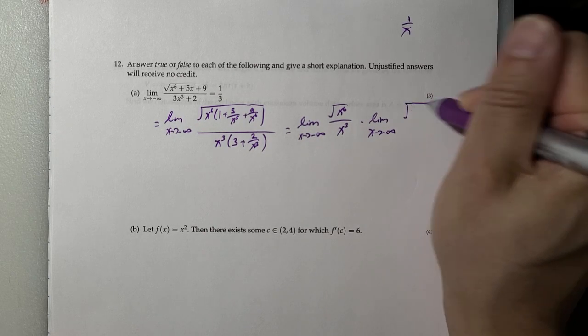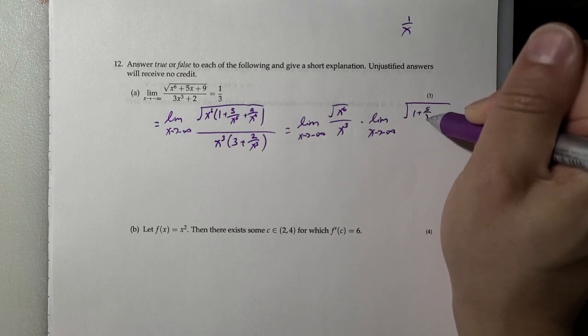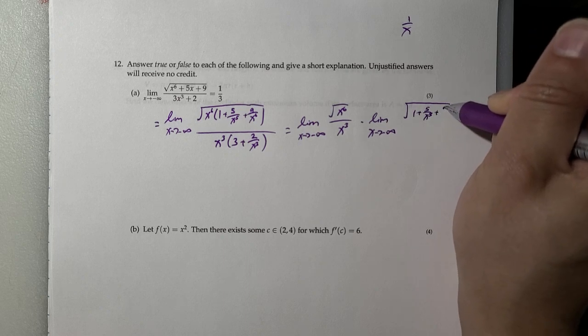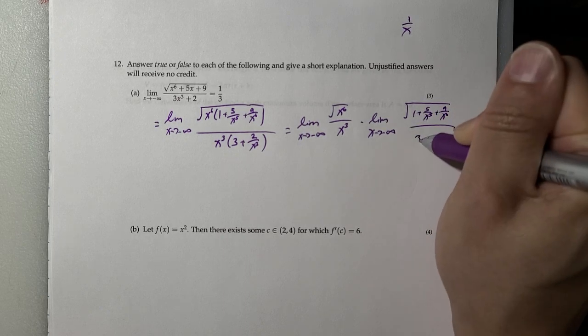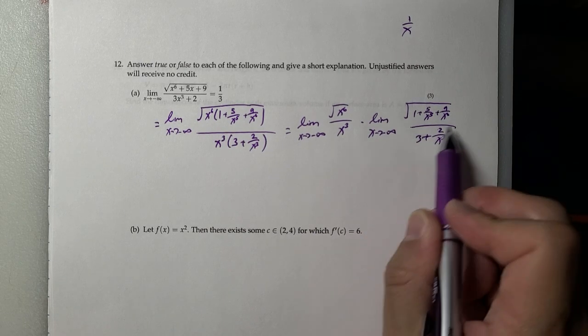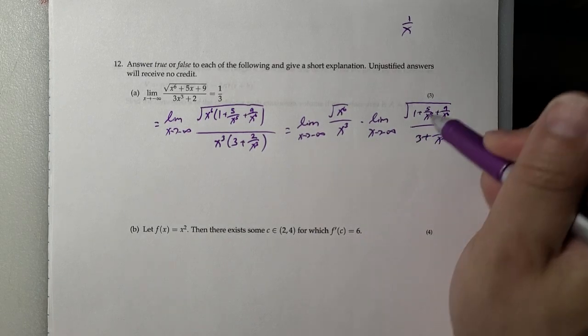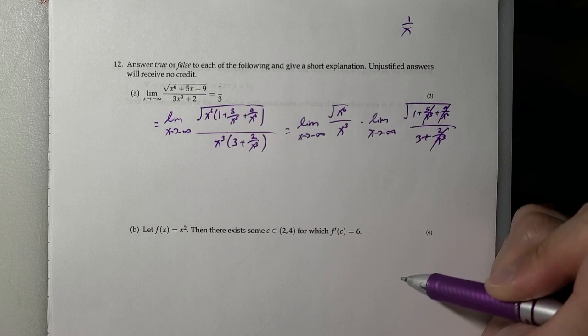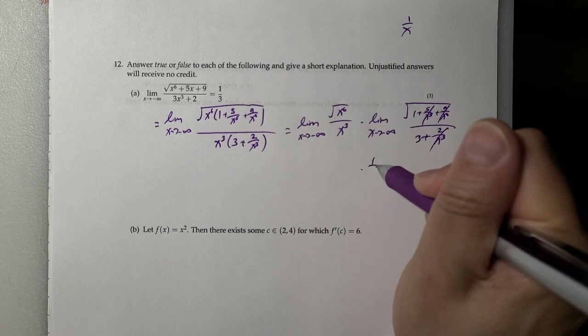That's infinity of whatever is left. 1 plus 5 over x to the 5th plus 9 over x to the 6th, over 3 plus 2 over x cubed. When we take this limit as x goes to infinity, that's easy because these terms go to 0. We are left with 1/3.